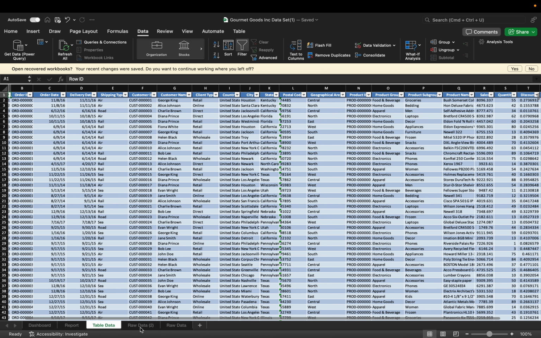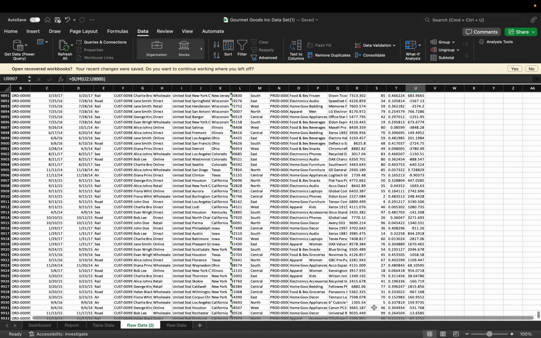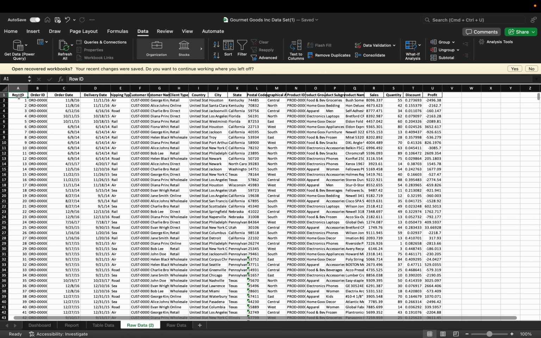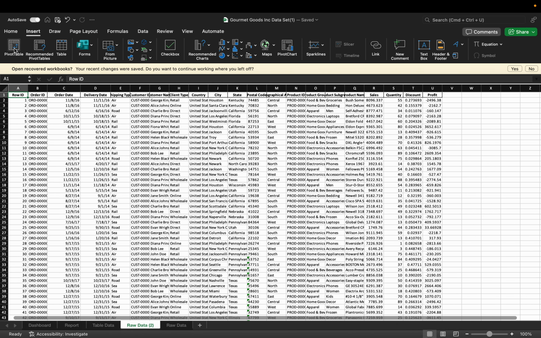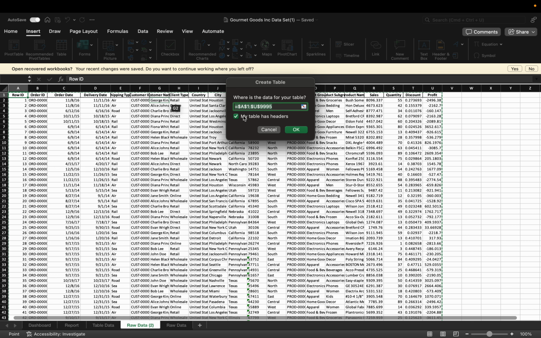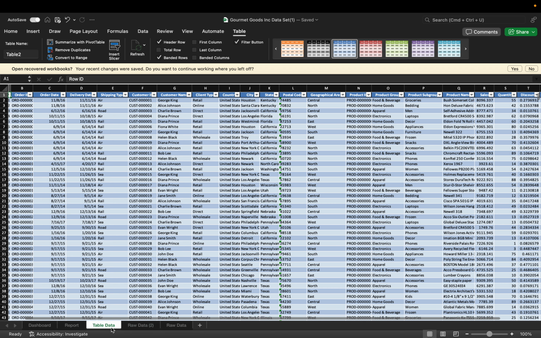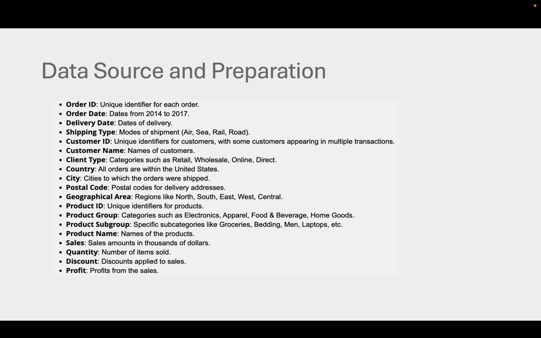I can show you the process again, which is coming down here to this place. What I did was just insert a table, and you indicate my table has headers, because those will describe each of the columns, and then you can click OK, and then there you have it. So that's just how I got my table data. So back to the presentation.